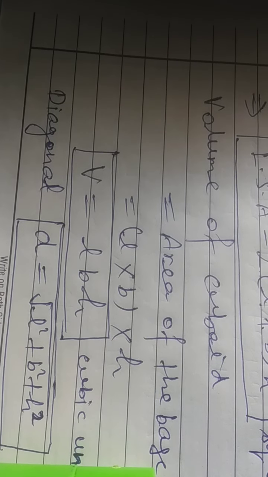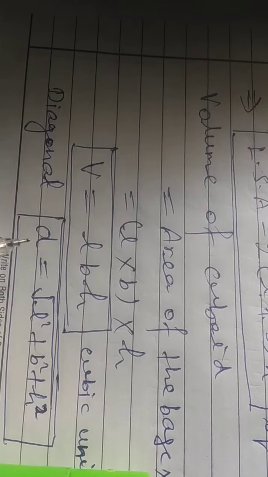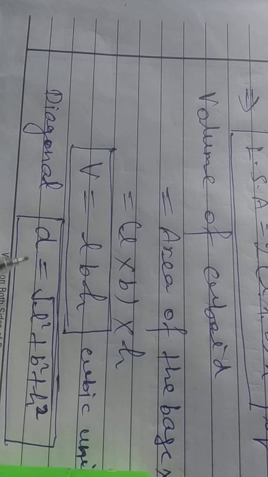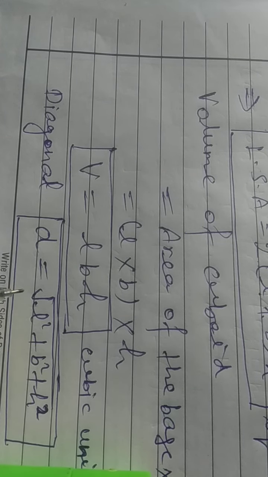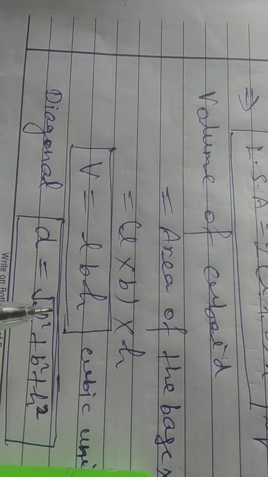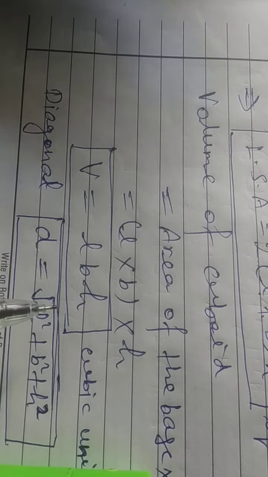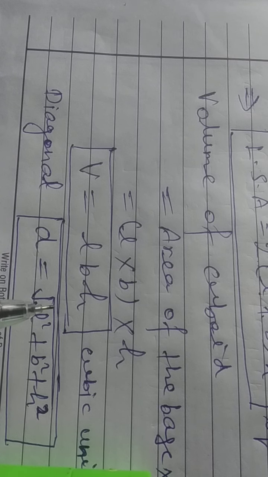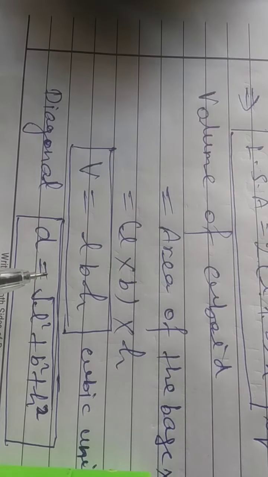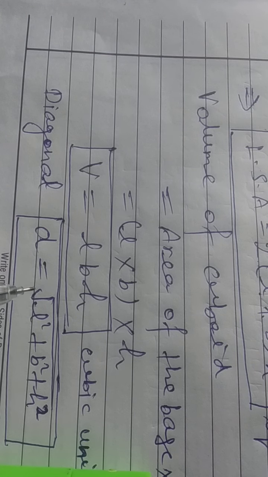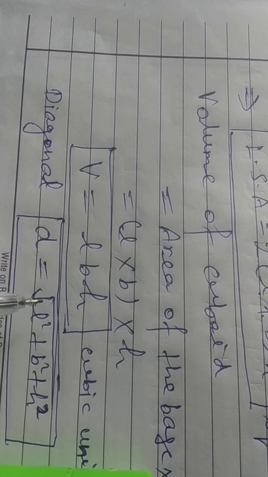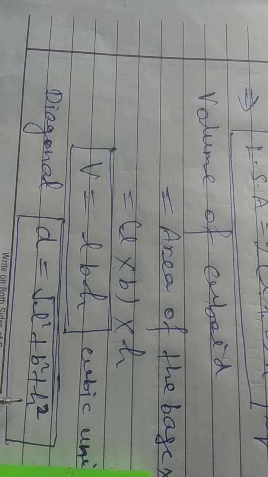And the next formula is the diagonal of the cuboid. Diagonal means the longest rod that can be placed inside a cuboidal room. It means from the lower corner to the opposite upper corner. This will be the diagonal of the cuboid, and it can be calculated with the help of this formula: D is equal to under root L square plus B square plus H square.